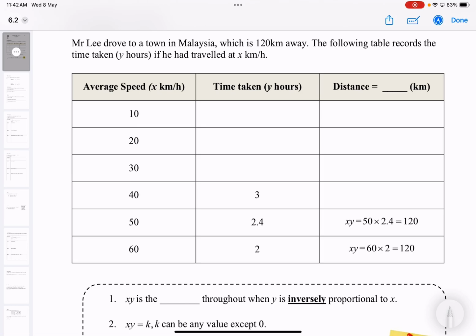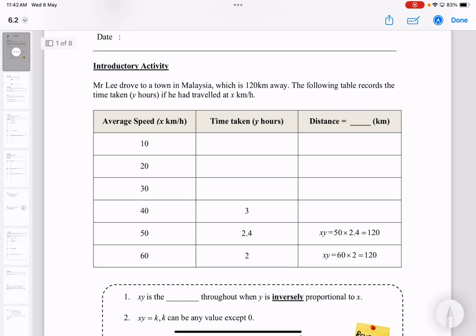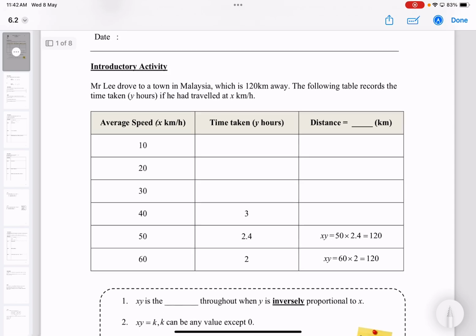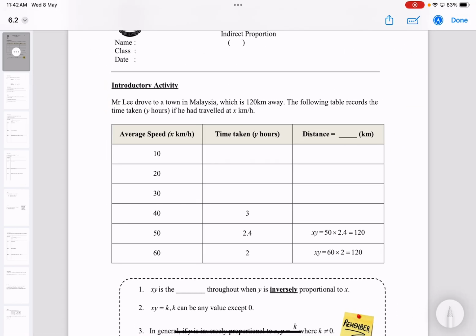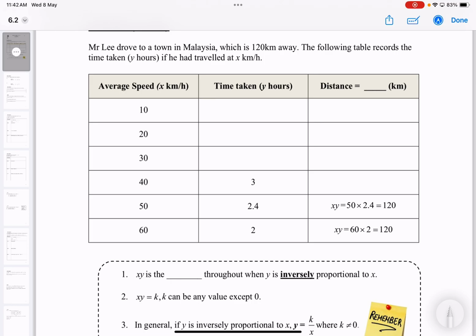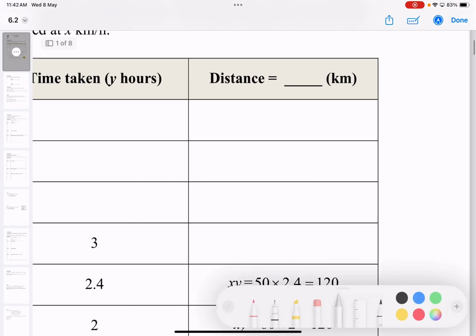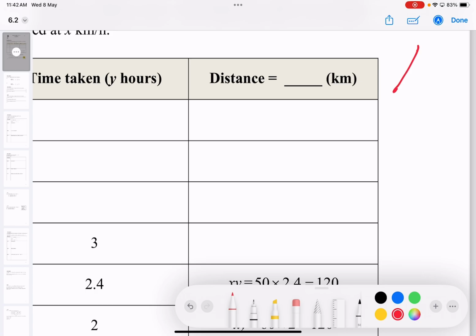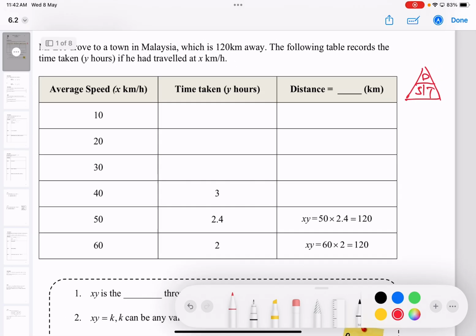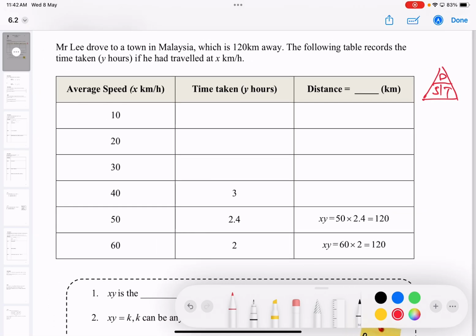Now take a worksheet. Let us do this question together. This is a speed time question. I remember I told you guys before, whenever you have a speed time question, what do I want you to draw up? Yeah, the "don't steal things", so the DST triangle. Let us draw this together. Can you draw the DST triangle, don't steal things, at the side? Let's try to work things out together.